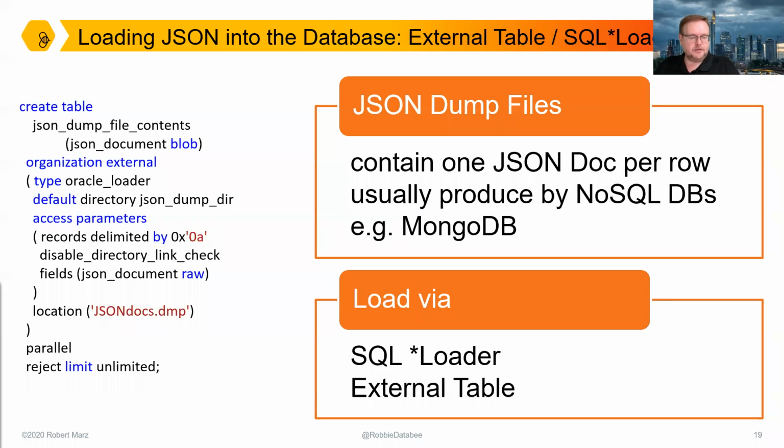And this is the syntax for creating an external table. So we say create table, organization external, type Oracle loader. This is my directory where the document resides. These are my access parameters: the records are delimited by hex value 0A, which is the line feed. And this is my field, with the JSON document as raw. And you can load this in parallel, and this will load those documents very, very fast.